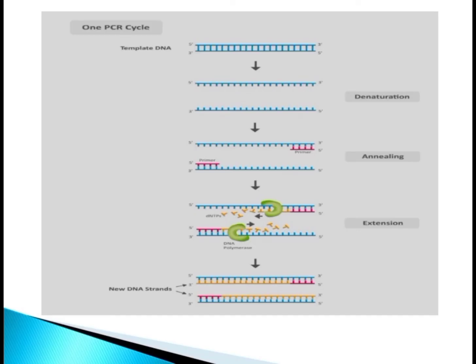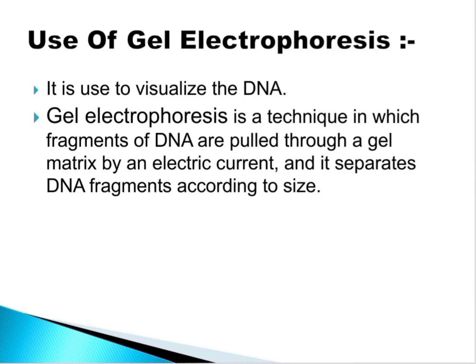One PCR cycle. The first reaction is denaturation, second is annealing, and third is extension. And after that, double-stranded DNA is formed. Gel electrophoresis. Gel electrophoresis and the PCR machine are used to visualize the DNA. Gel electrophoresis is a technique in which fragments of DNA are pulled through a gel matrix by an electric current and separated according to size.